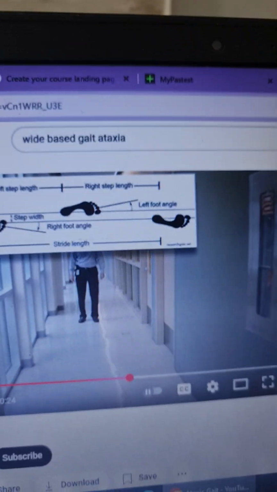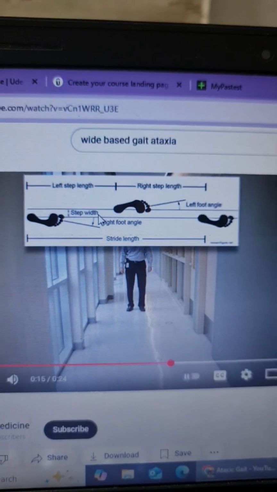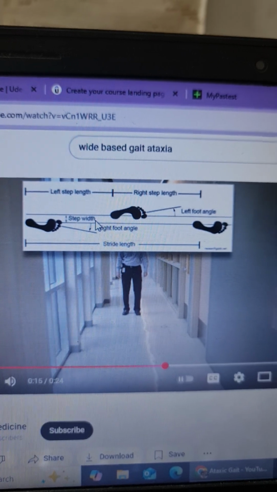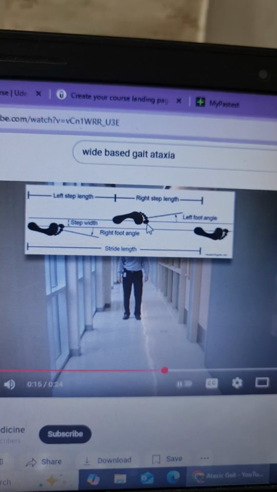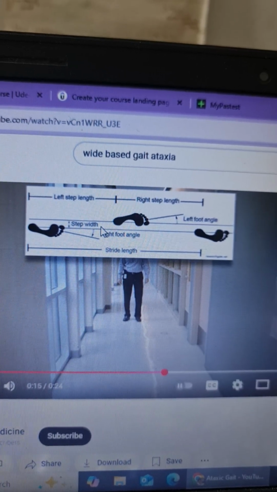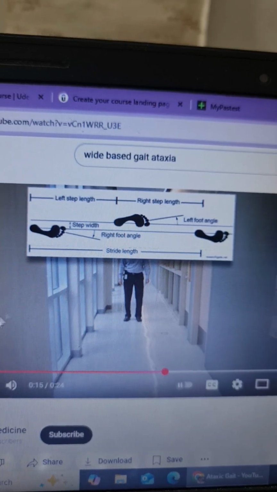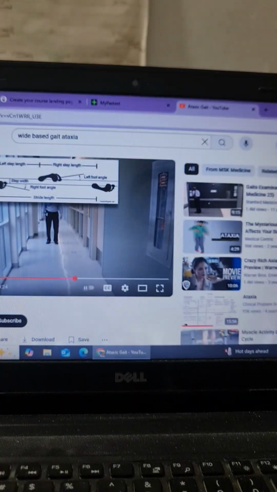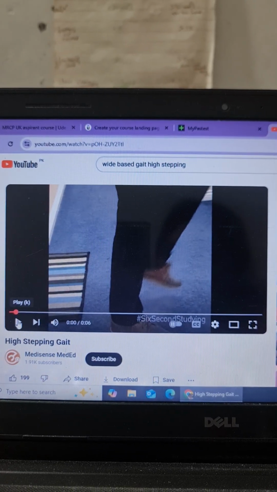Now, if we study this particular diagram, this is the length of the step and this is the width of the steps, meaning the distance between two steps. The width of the two steps is the width, you know. And this is wide based and high stepping gait.